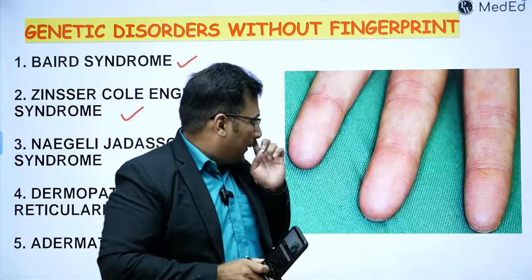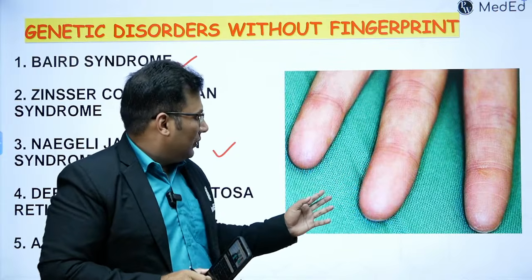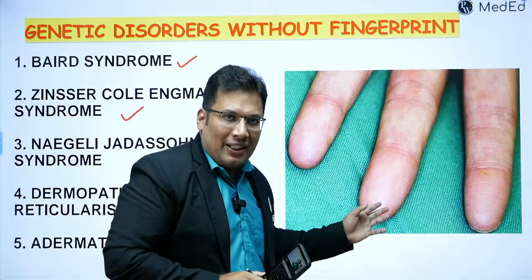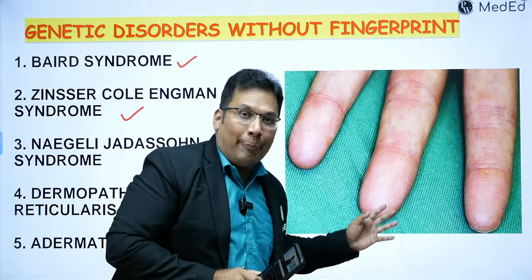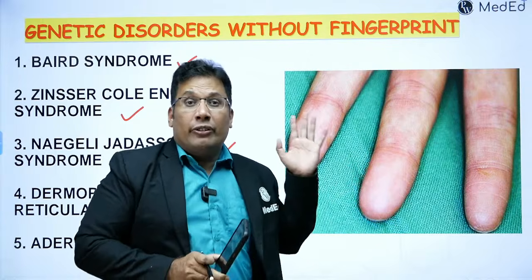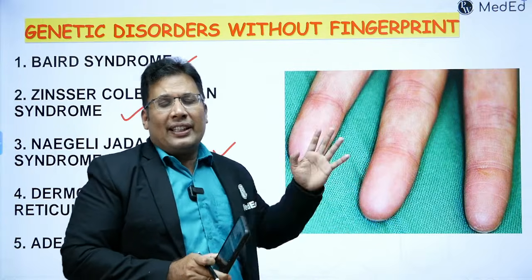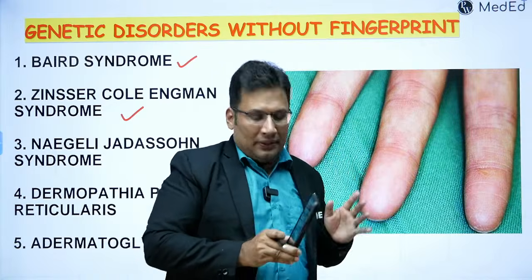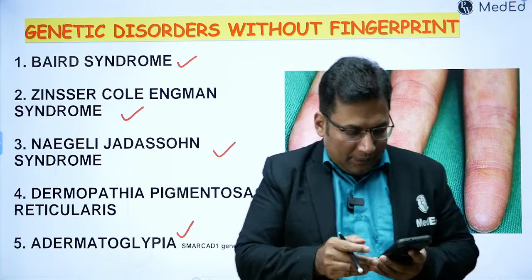You can see the fingers here. There are no epidermal ridges, there are no fingerprints. So this can be a very important viva question. If you mention these points, you will get at least 4 out of 5.